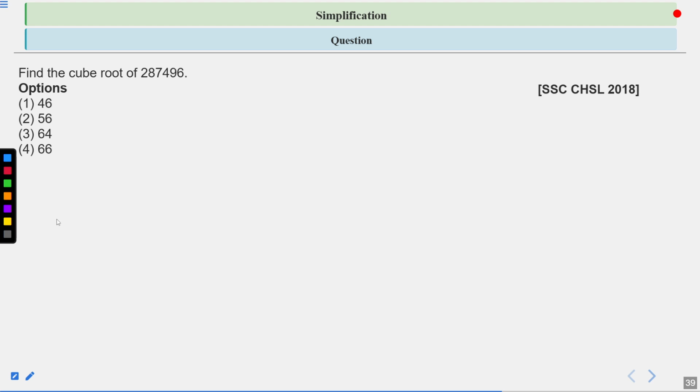Find the cube root of 2,87,496. And this question is asked in SSC CHSL exam in 2018. So there are 4 options. First one is 46, second is 56, third one is 64, and fourth one is 66. Now you have 10 seconds to solve this question. Your time starts now.